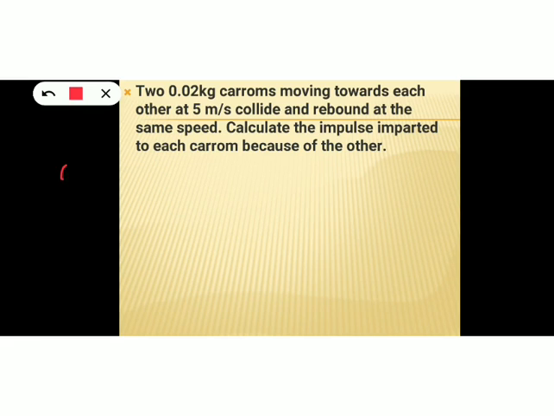So two caroms are there, and each of the caroms is moving in the opposite direction. Mass of each carom is the same, that is 0.02. Both the caroms are moving towards each other with the same velocity, that means 5 meter per second. Let this velocity be taken as positive because it is along the positive x direction, and let this velocity be taken as negative because it is moving along the negative x direction.